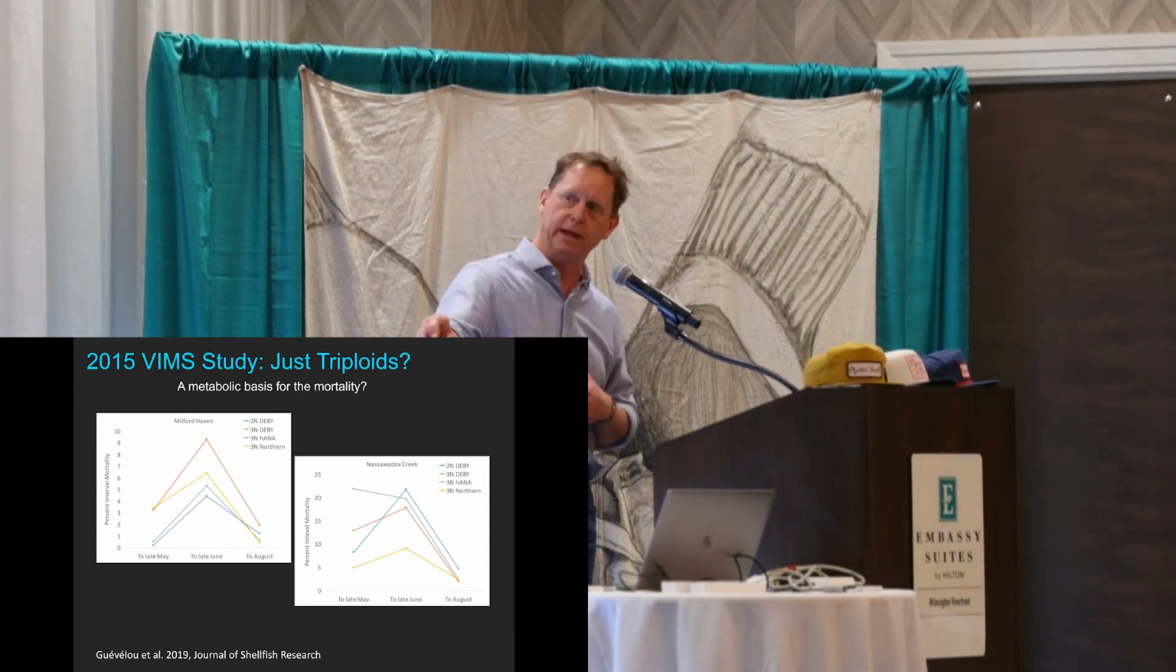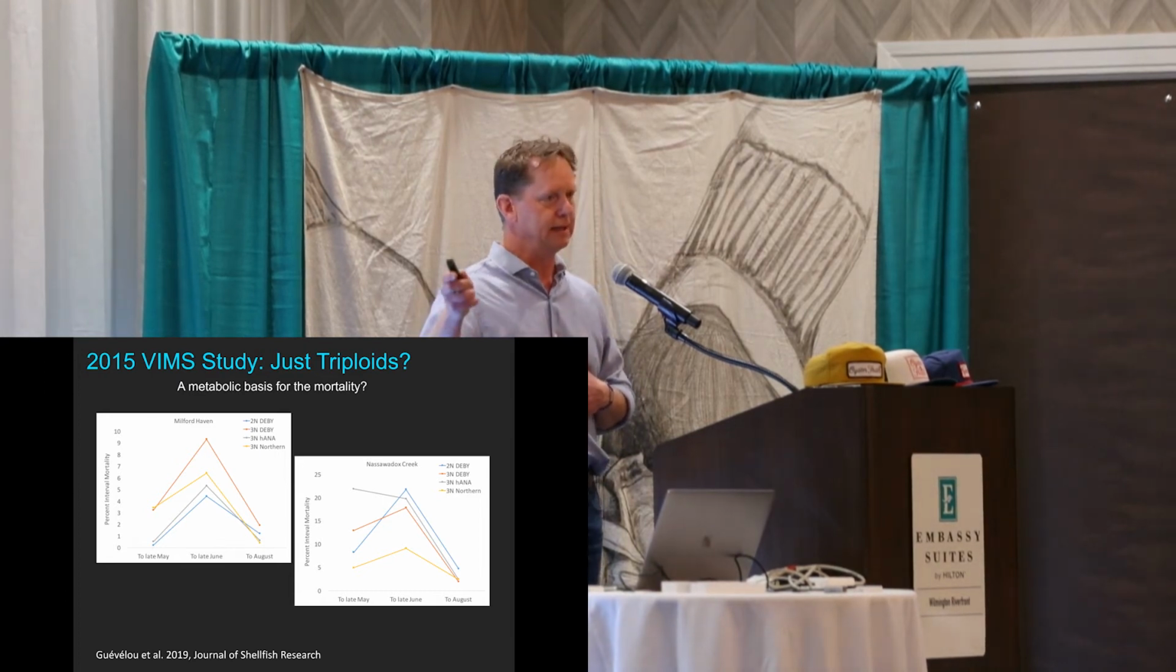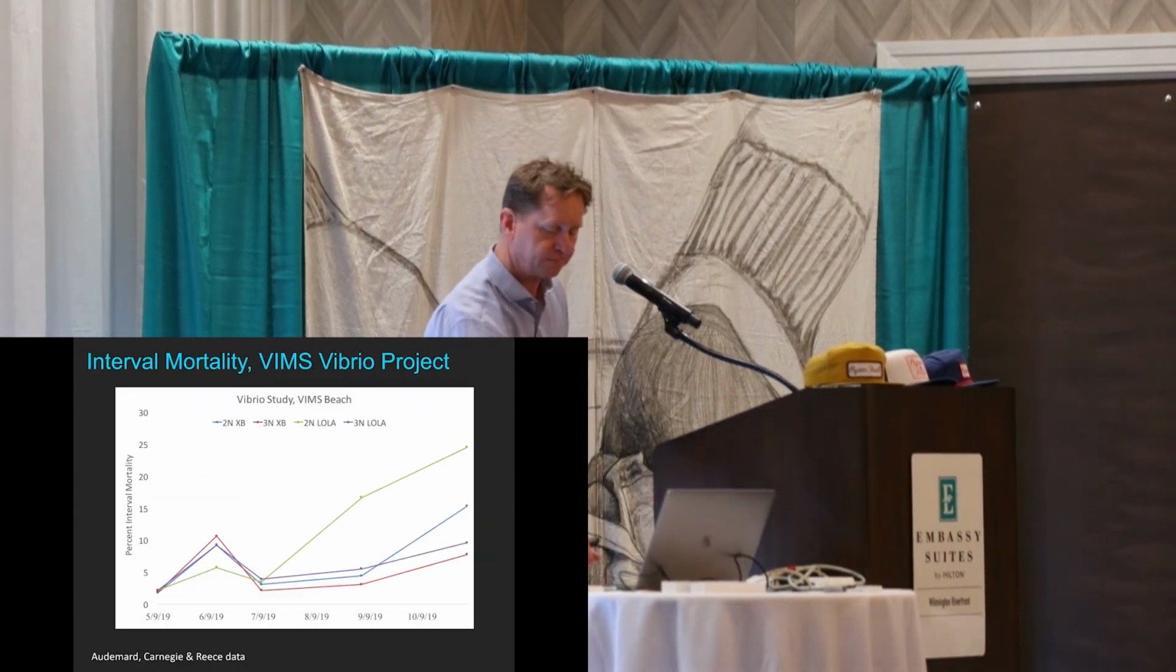But from these graphs, the diploid lines are mixed in with the triploid lines. We're seeing a peak in mortality of some level in the diploids as well.